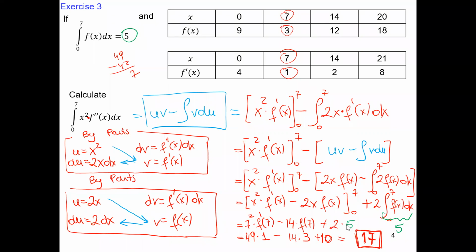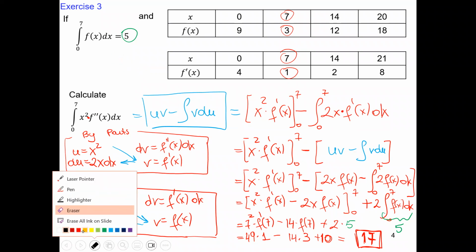17. I hope I did my arithmetic right at the end. 49 minus 42 is 7, because the arithmetic at the end is always more of a challenge. And 7 plus 10, 17. Okay, that, of course, must be gone.